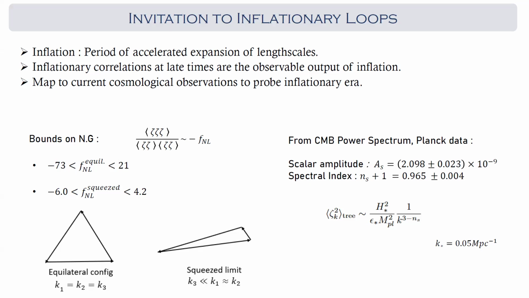Non-Gaussianities are expected to be small. They have not been measured yet. They are of the order of the slow roll parameter. So there are bounds on fNL corresponding to various configurations of the three modes.